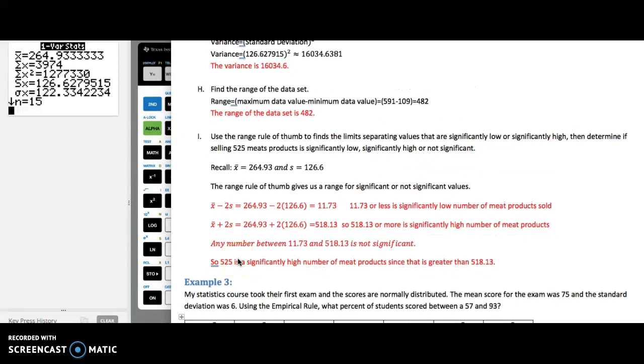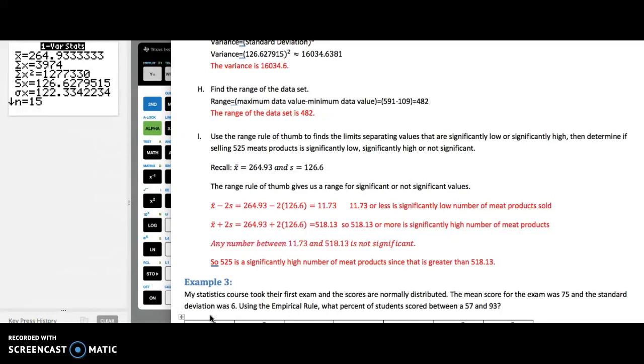So another example. My statistics course took their first exam, and the scores are normally distributed. The mean score for the exam was 75, and the standard deviation was 6. Using the empirical rule, what percent of students scored between a 57 and a 93?